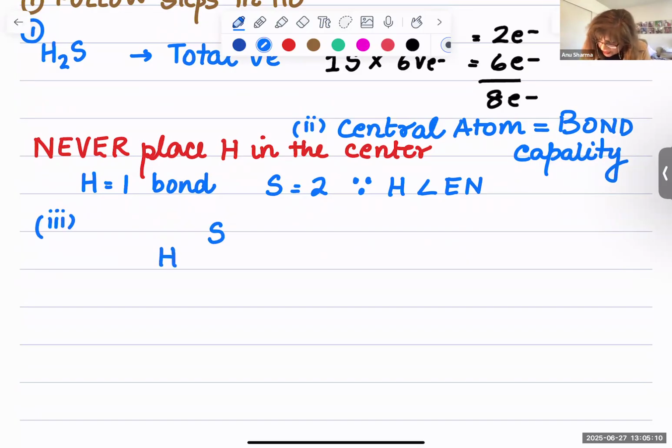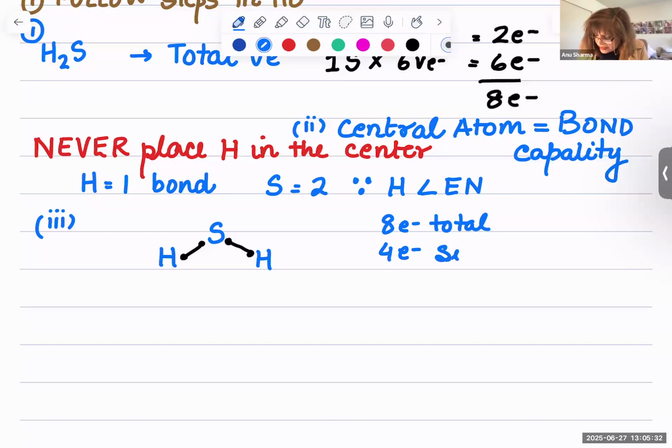That's the beginning of your working. Place hydrogen here, next hydrogen here, and connect them with a single bond. 1, 2, 3, 4. Now count the electrons that got used in making the single bonds. We had 8 electrons total, and out of those, 4 electrons got used in making single bonds. So what is left? You are left with 4 more electrons.